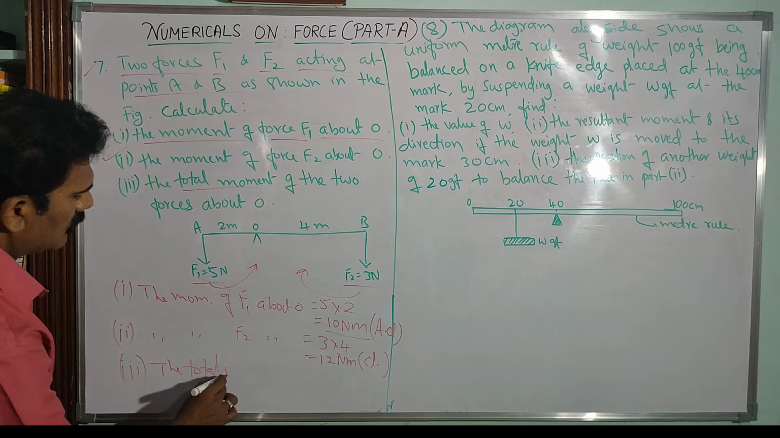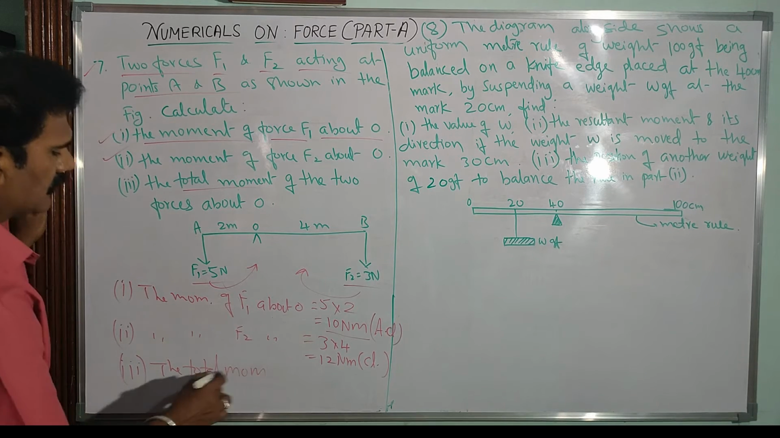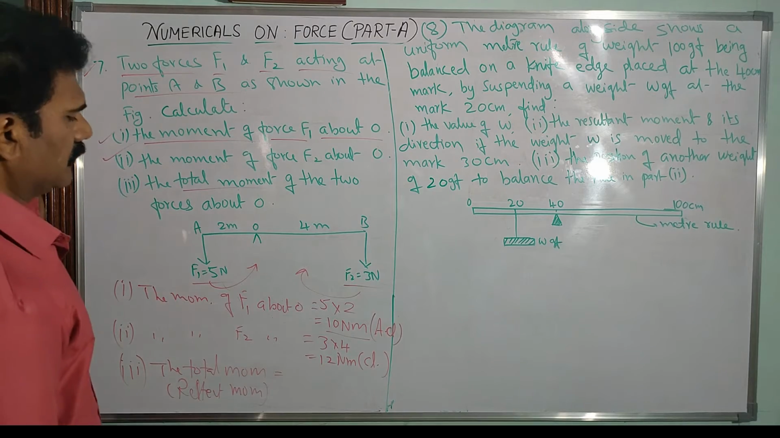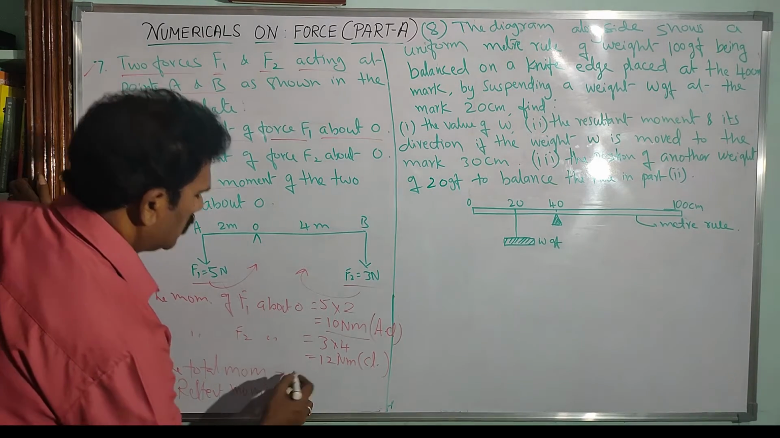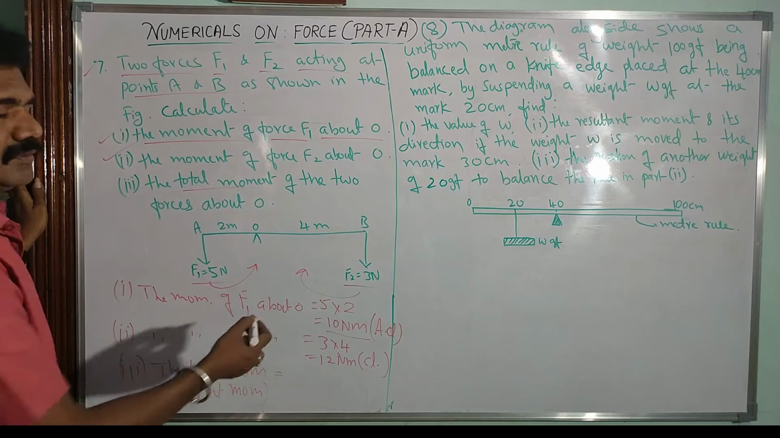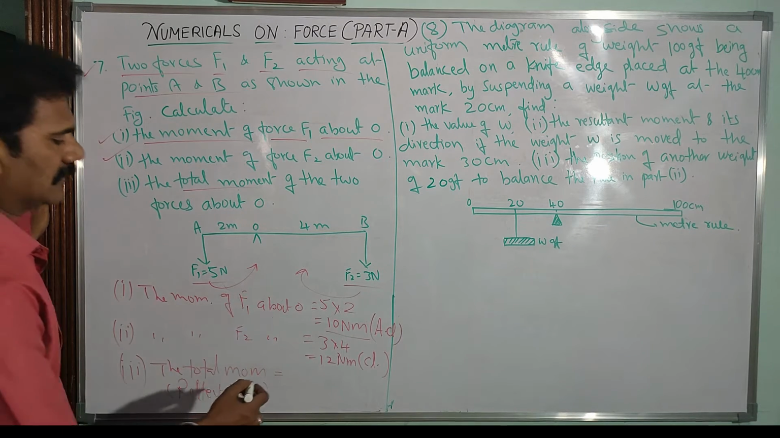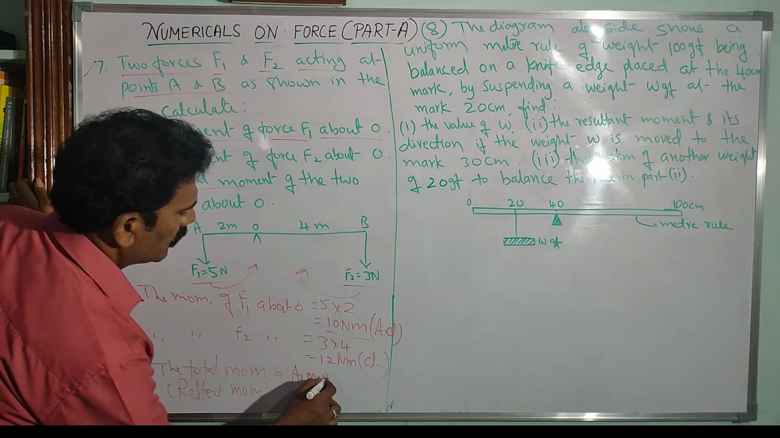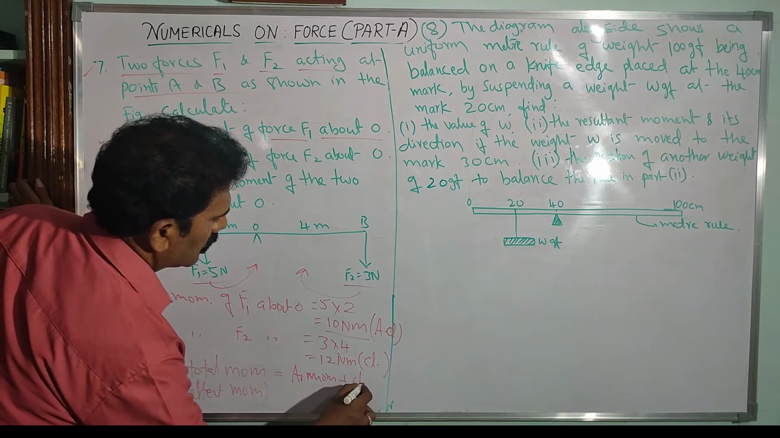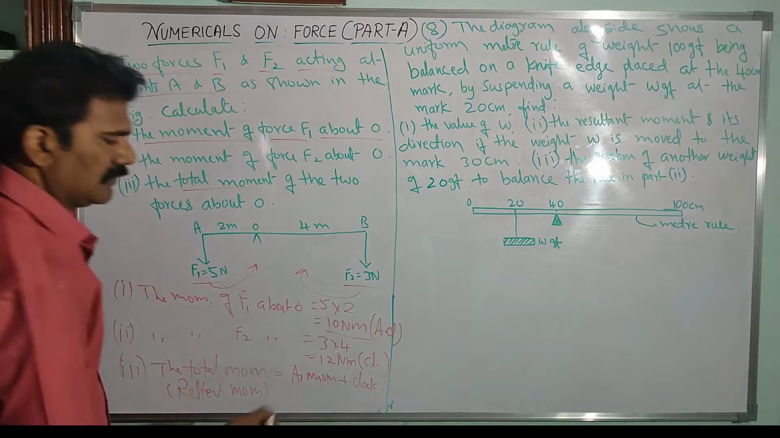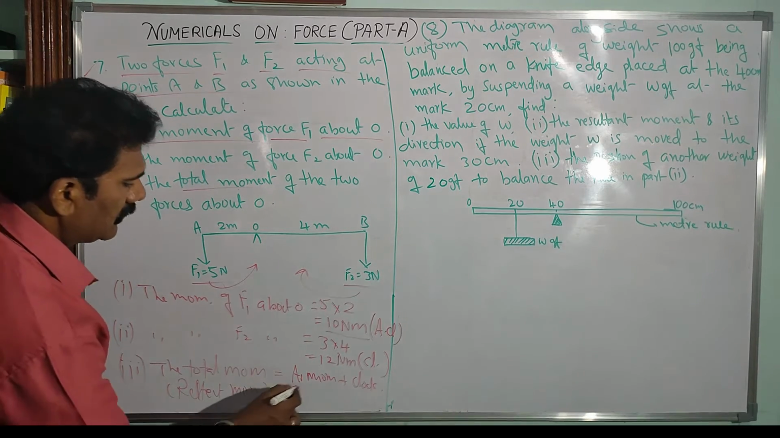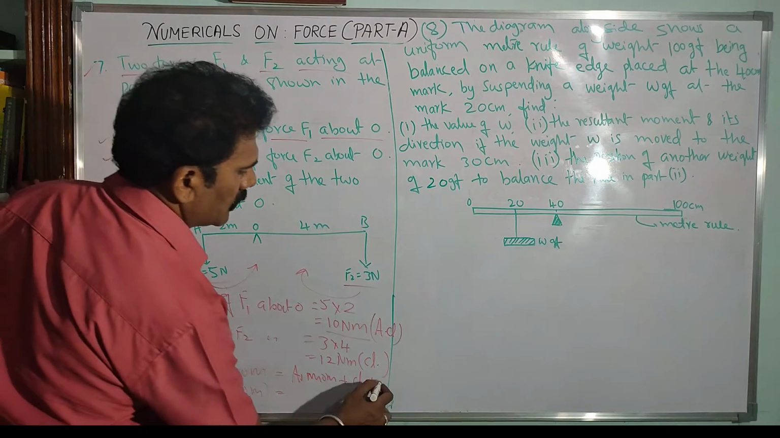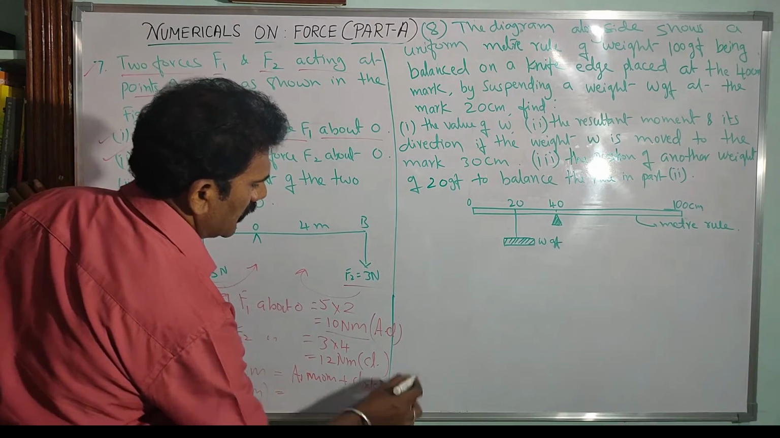The total moment, or it is also called resultant moment. So let us consider the total moment, which means you have to add the two moments here: the anti-clockwise moment plus the clockwise moment. Normally you know that anti-clockwise moment is taken as positive, and clockwise moment is taken as negative.